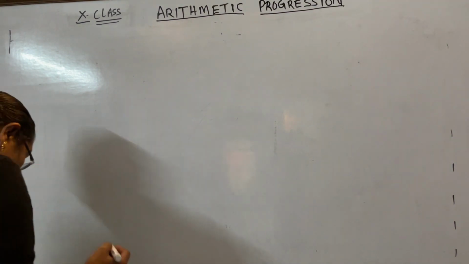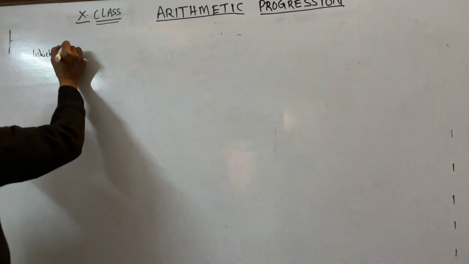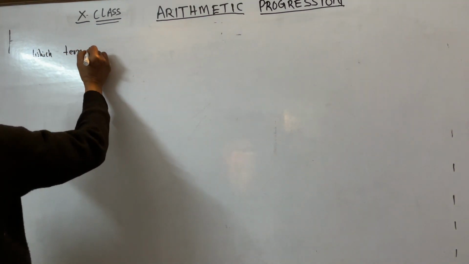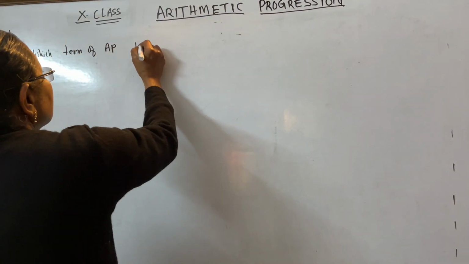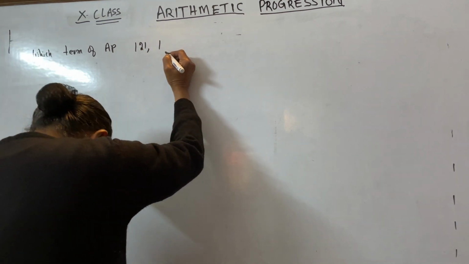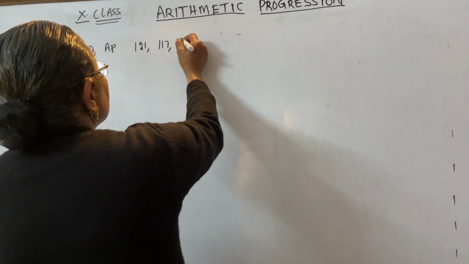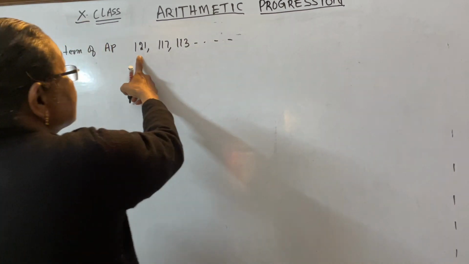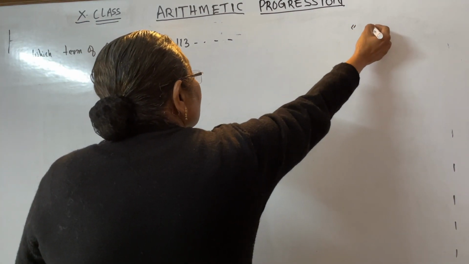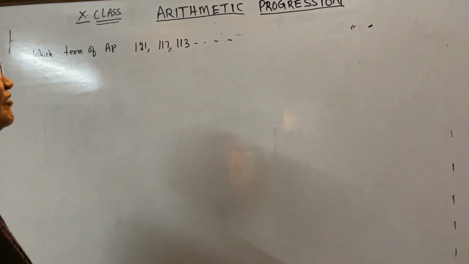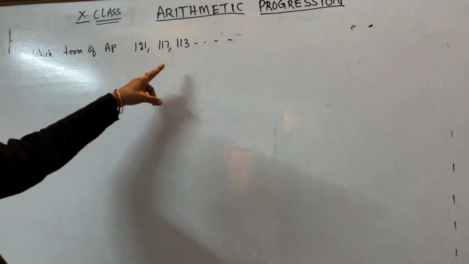Similarly he has given, so that AP is, this is very important sum, generally it comes in the exam. So which term of AP 121, 117 then 113, like that it is decreasing, isn't it? It is decreasing. So somewhere it will come 0, after that the one which will come, that is the first negative term.